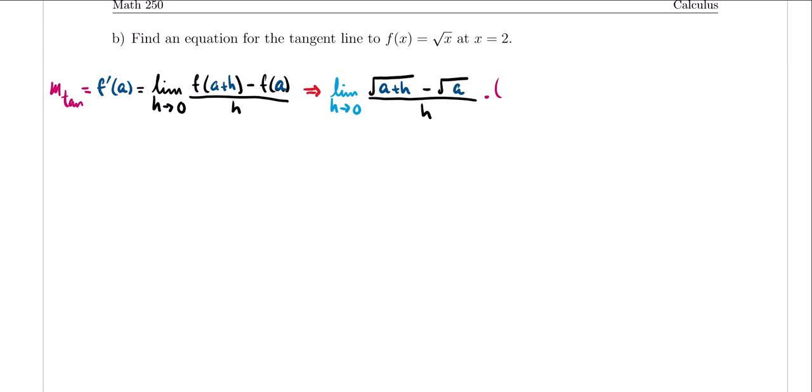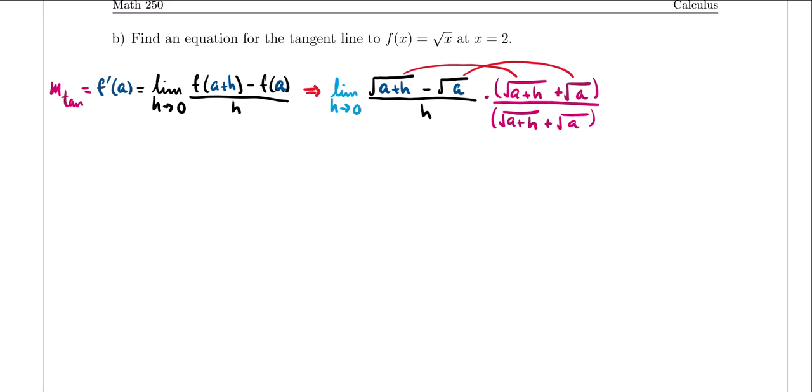So we're going to multiply here by the square root of a plus h plus the square root of a, both top and bottom. Alright, so let's continue simplifying here. The nice thing about multiplying by conjugates is that you can use a shortcut and really just multiply the first and the last. And don't forget, the denominators, I don't want you to distribute them. I want you to keep them as a product.